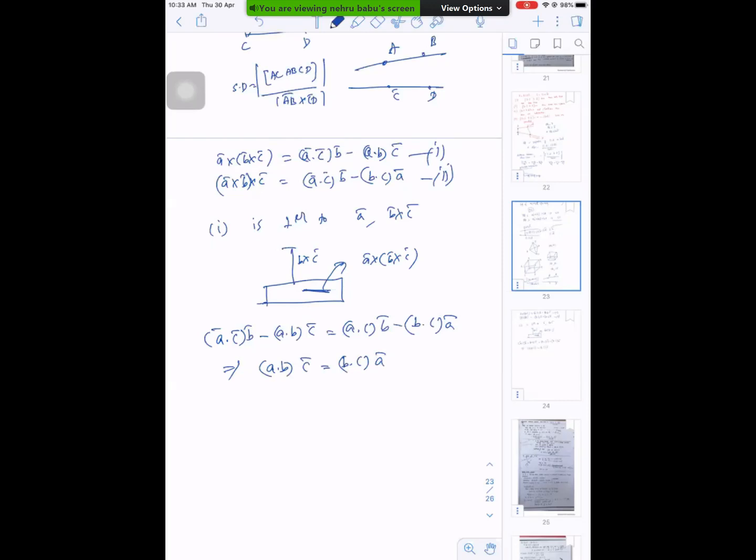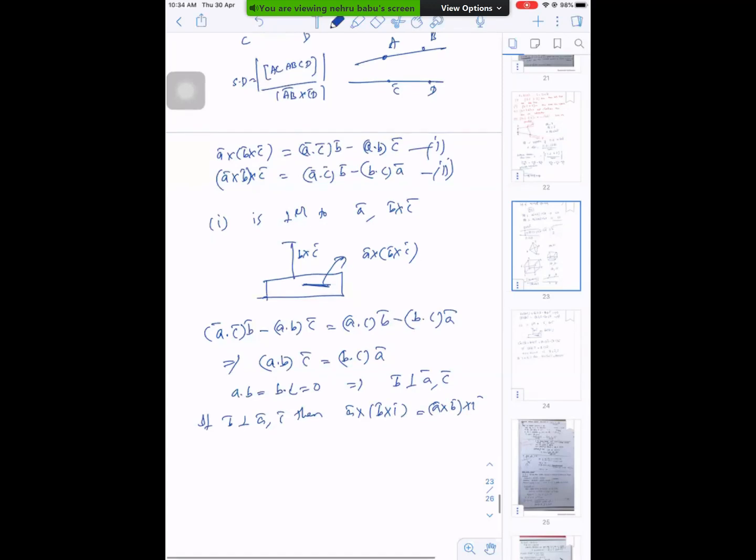So here, the case in which they are equal is, if C bar and A bar are not parallel, just assume. In that case, the only chance is what? A dot B equal to B dot C equal to zero. Means B is perpendicular to A bar and C bar. B is perpendicular to A bar and C bar. Then also (A cross B) cross C equals A cross (B cross C). If B is perpendicular to both A bar and C bar, then you will get these two results equal.